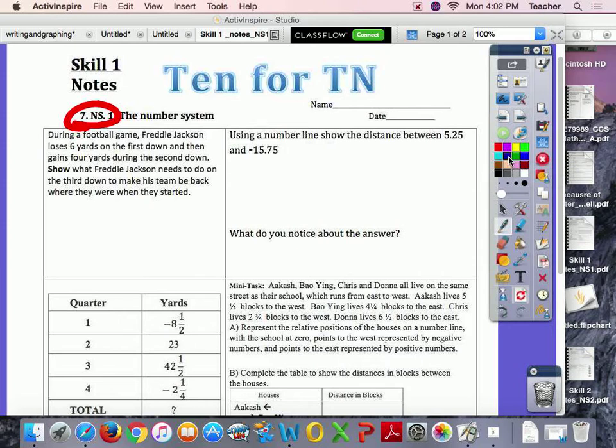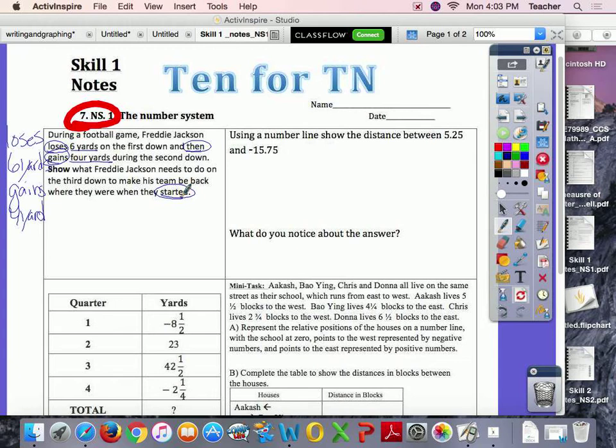In that sentence, we're trying to find all the key words and phrases that we need to use to add and subtract. So I see the word loses. I see 6 yards. Then is a good conjunction. We have gains and 4 yards. Let's figure out what they want us to do. Show what Freddie Jackson needs to do on the third down to make his team be back where they started.